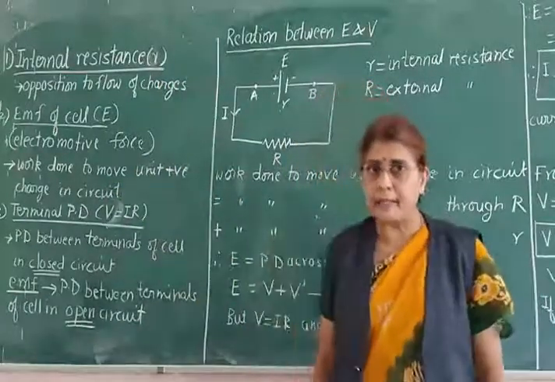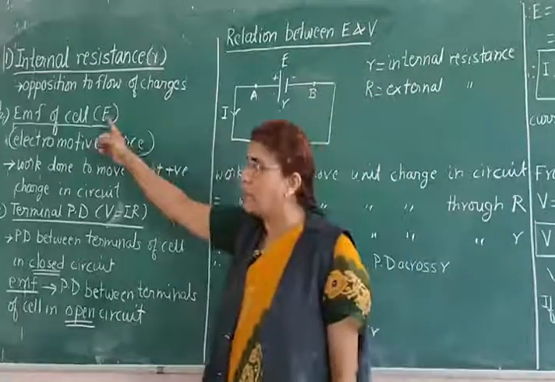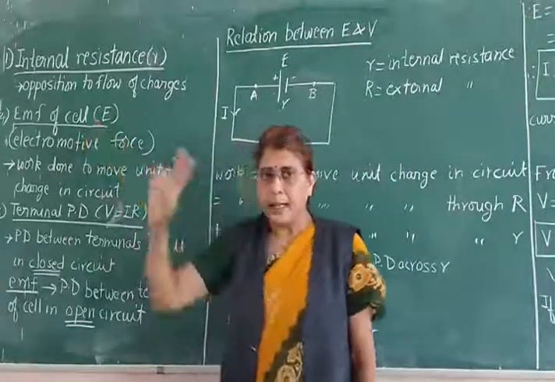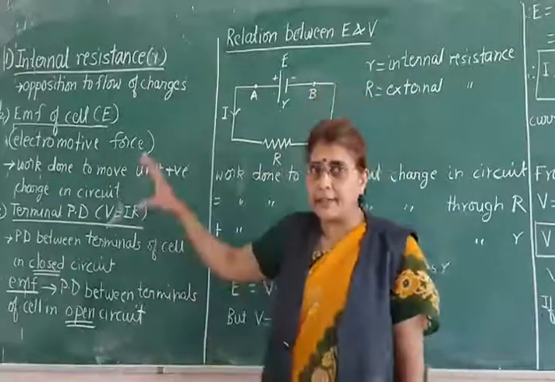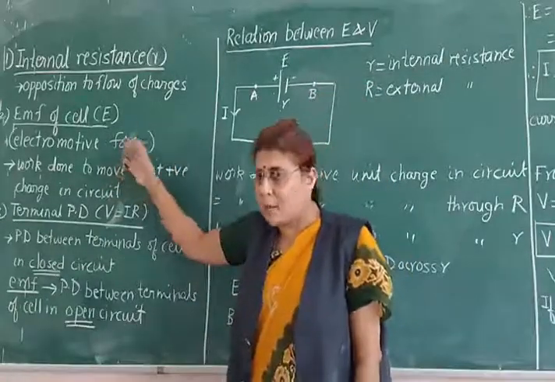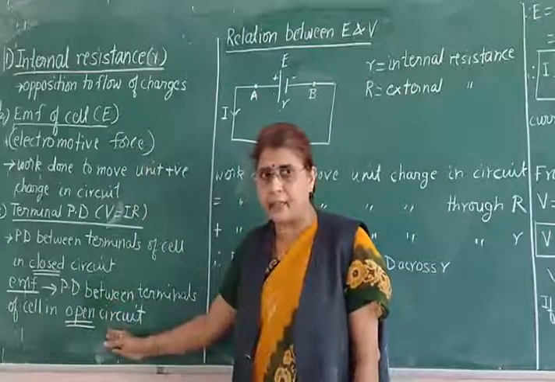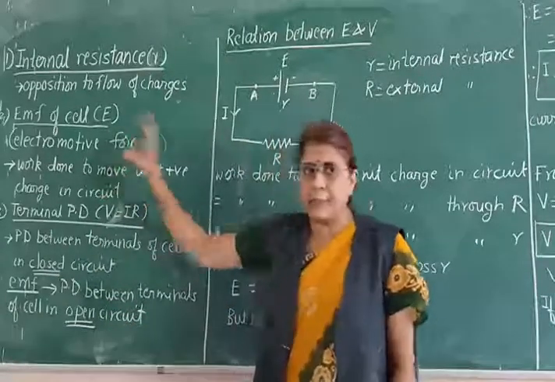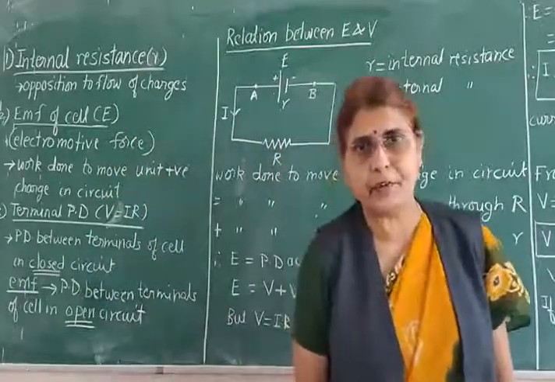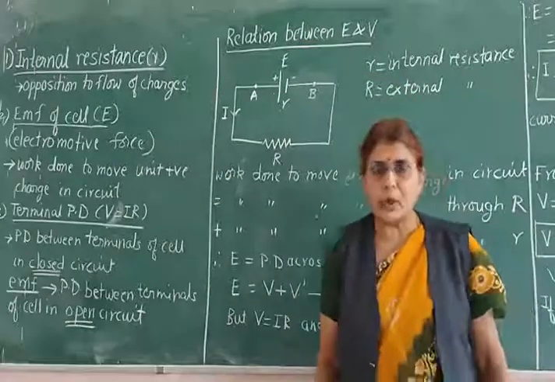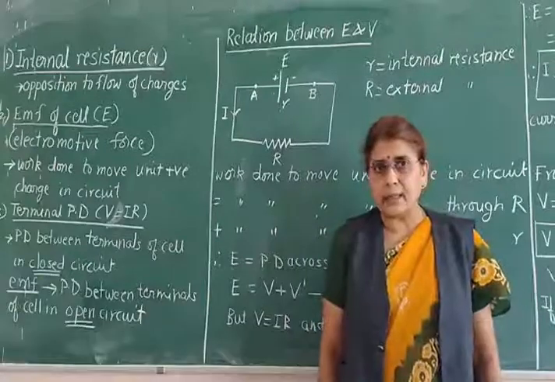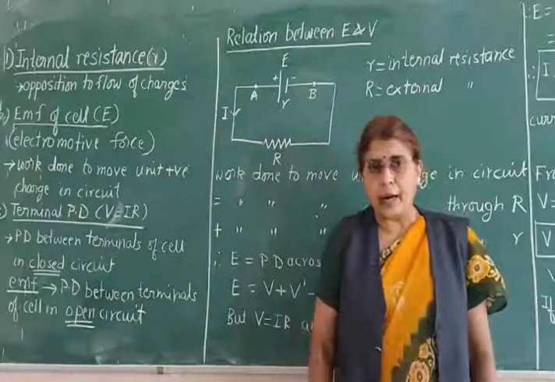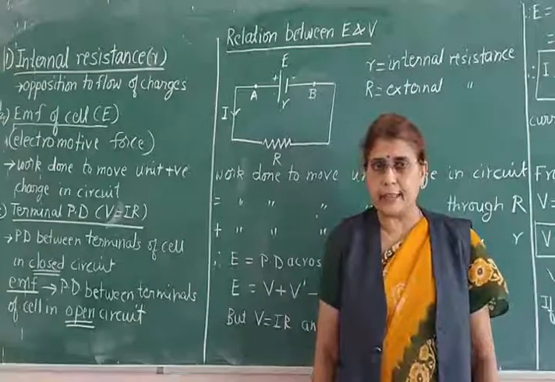The second one is very important, that is EMF of a cell. Actually there are two definitions for EMF. I shall start with the conceptual definition, and one more conclusion I have written here at the end of the derivation. Let us begin with the basic definition of EMF of a cell. Just now I told you, if you want current in a circuit, you have to connect a cell to it. The cell will provide electrical energy to the charges.